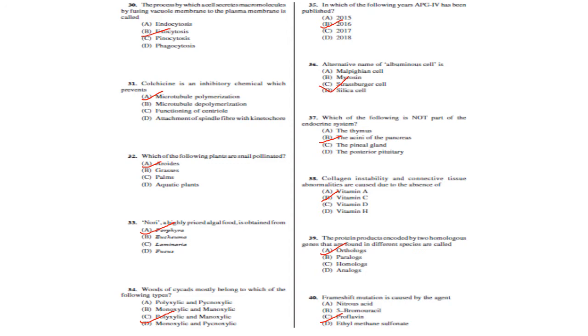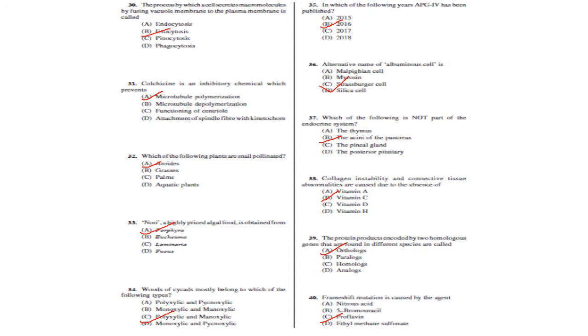Answer is option A. Then which of the following plants are snail pollinated? So they are aroids. Answer is option A. Then nori, a highly priced algal food, is obtained from. It is obtained from red alga Porphyra. Answer is option A. Then woods of cycads are mostly belong to which of the following types?